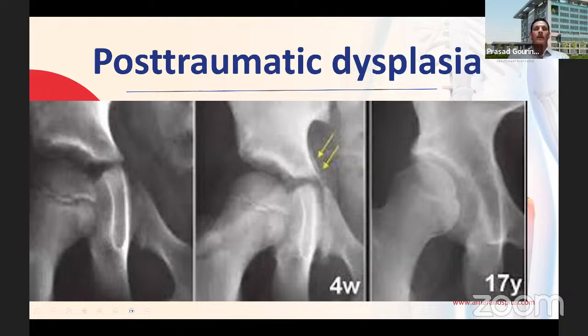An example of a false crossover sign, where the anterior wall is fully developed and the posterior wall is going straight up, looks deficient. But this is false because the triradiate is still open, the posterior wall is still not fully ossified.